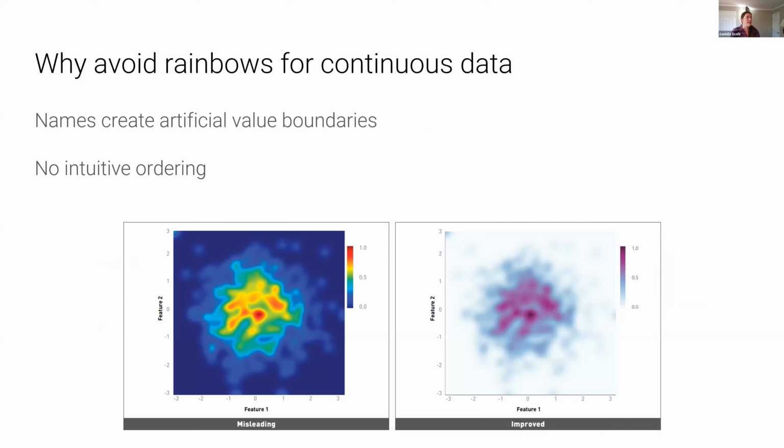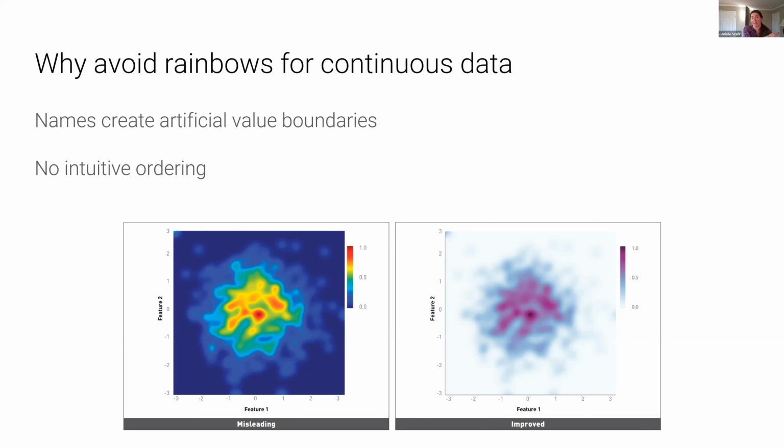And so part of this is because, like we talked about, rainbows can create these bins, these artificial divisions in our data. If we look at this heat map here, we have the same data presented using a rainbow versus using just what's called a sequential scale, where we go light to dark. And we see these hard, crisp boundaries around different color groups, from blue to cyan to green to orange to red.